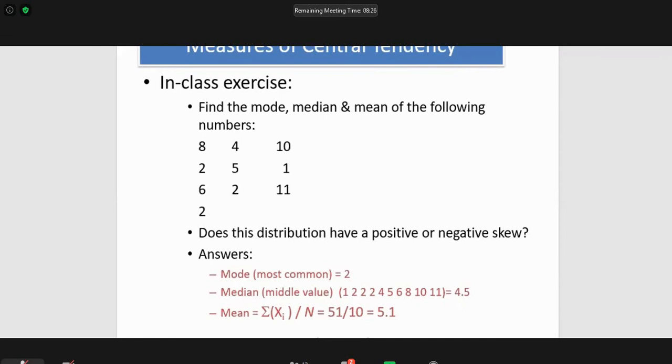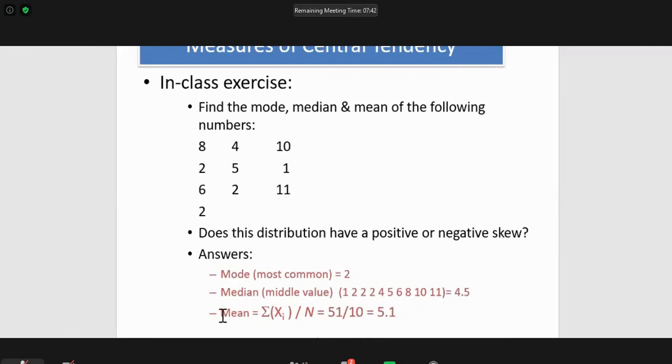Now let's see an example where we will calculate all three measures of central tendency. We will calculate the mode, the median and the mean of the following numbers. The data set is the same, so we will calculate all three measures. Here the mode means the most commonly occurring observation. The most commonly occurring observation here is 2, so the mode will be 2. Now the median, by median we mean the middle value. For calculating the median, we will first arrange the data in ascending order, that's 1, 2, 2, 4, 5, 6, 8, 10, 11, and calculate the median. So here we get the median as 4.5.